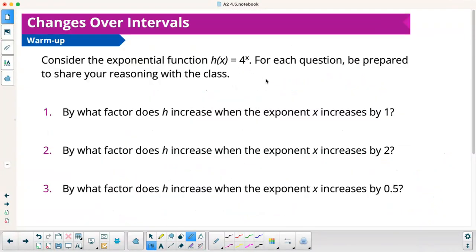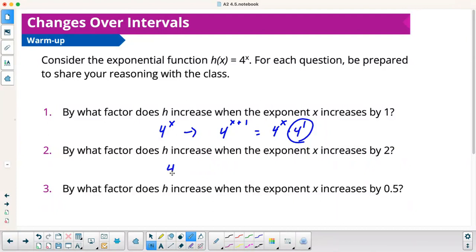All right, consider this function, h of x equals 4 to the x. For each question, be prepared to share your reasoning. By what factor does h increase when the exponent x increases by 1? 4 to the x is now going to be 4 to the x plus 1. So where does that plus 1 come from? Well, it's really like saying 4 to the x times 4 to the first. This is your factor, what you're multiplying by, because you add those powers when you're multiplying if they have the same base. That'll take us to the x plus 1. So the answer is 4 to the first.